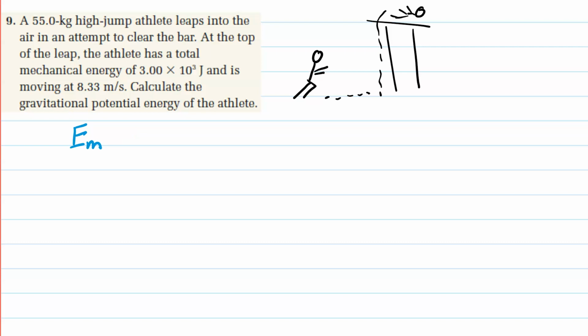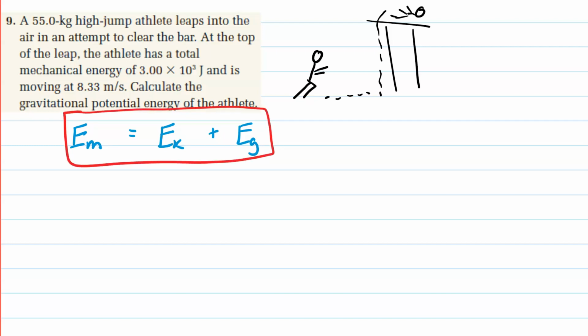Mechanical energy equals the kinetic energy of the object, let's just write that as EK, plus the potential energy of the object, we'll write that as EG, gravitational potential energy. Okay, so this is mechanical energy, kinetic plus potential. All right, what we want to figure out is what the gravitational potential energy of the athlete is. So let's isolate that equation boxed in red for gravitational potential energy.